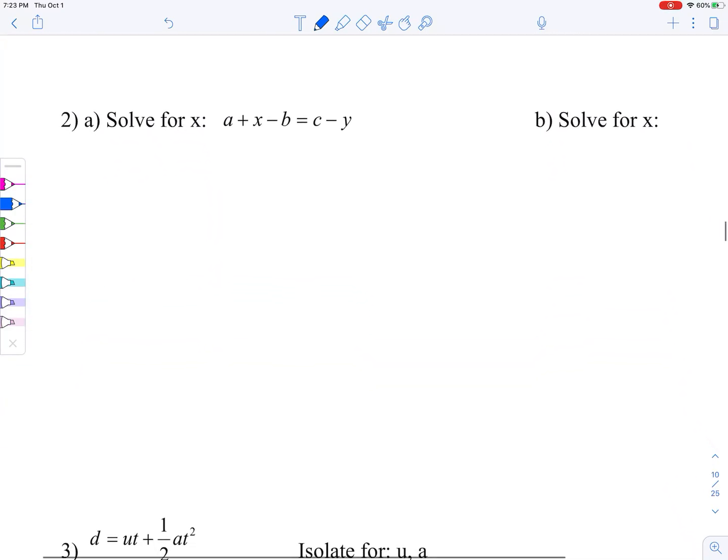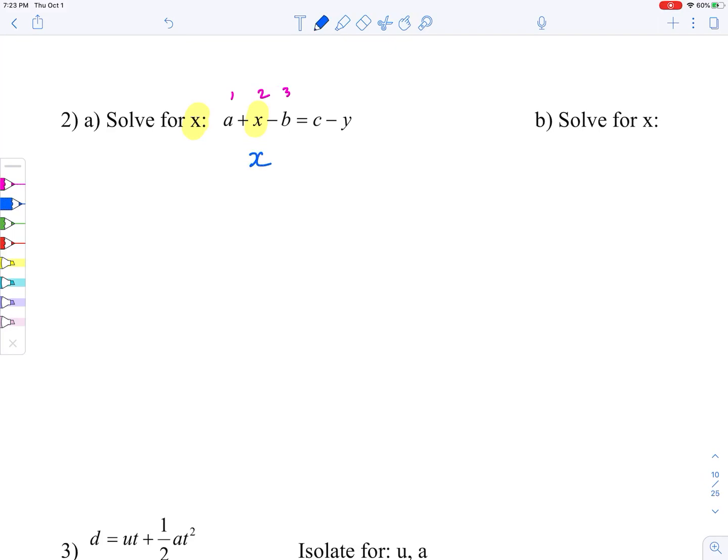Question 2a wants us to solve for x. And this is actually a really straightforward one, because right now all that's happening to x is there are 3 terms here. Remember, terms are separated by adding or subtracting. So 1, 2, 3 terms. First thing I'm going to do is get rid of the terms that don't have x's in them and move them to the opposite side.